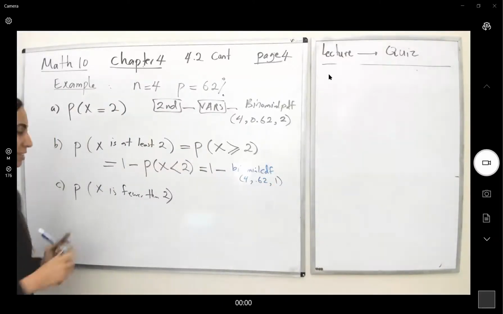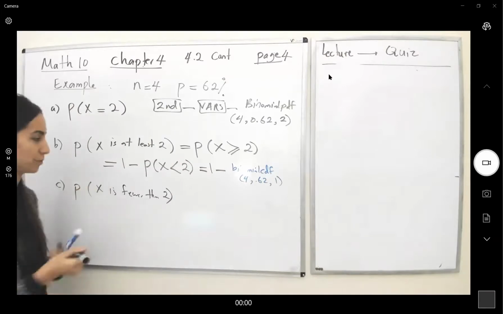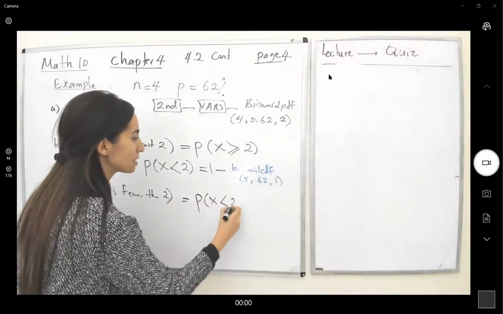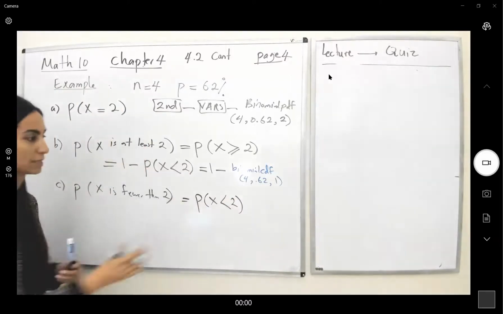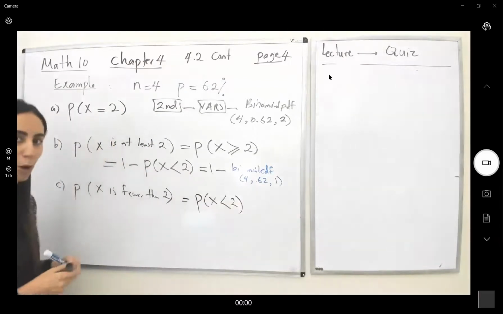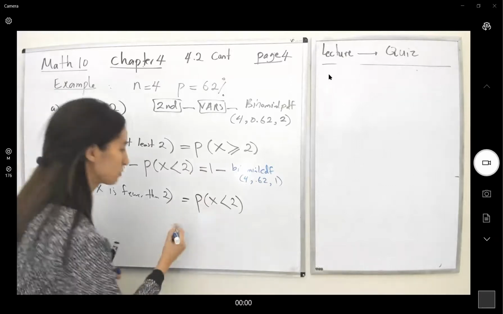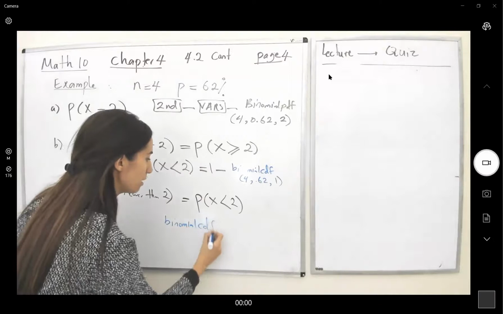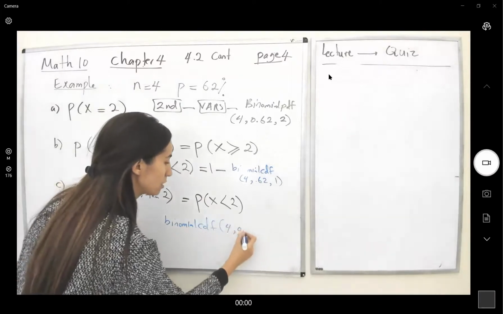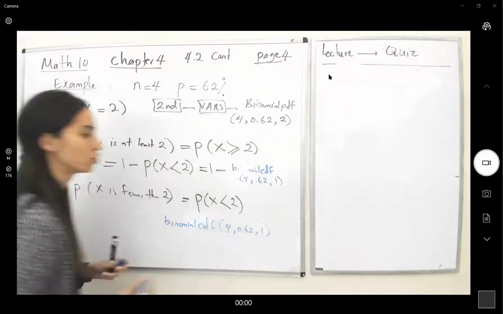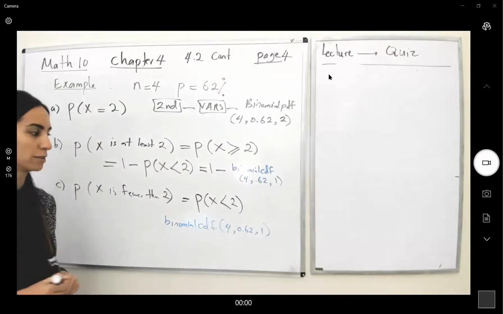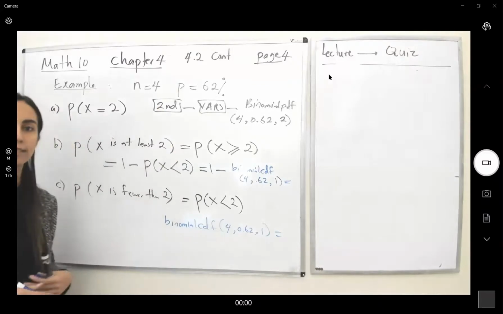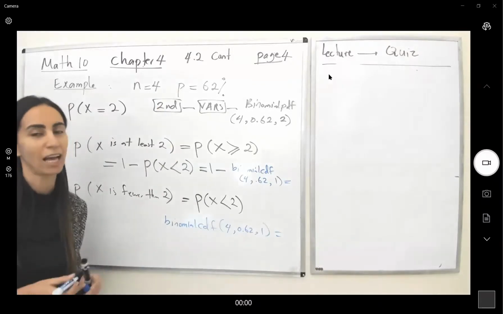Finally, the last one, x is fewer than 2. This one says P of x less than 2. Since it's less than, you have binomial CDF, for 4, 62%, and 2 minus 1, which is 1. So let us use our calculator. We already know the results. We already did our calculation.